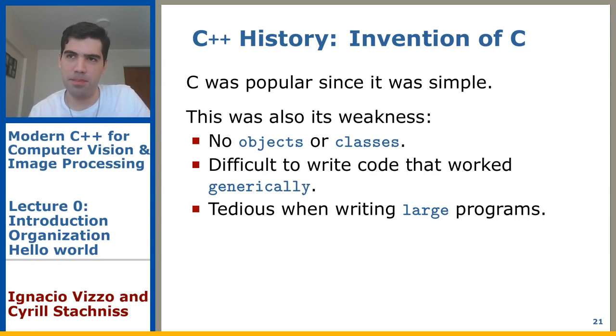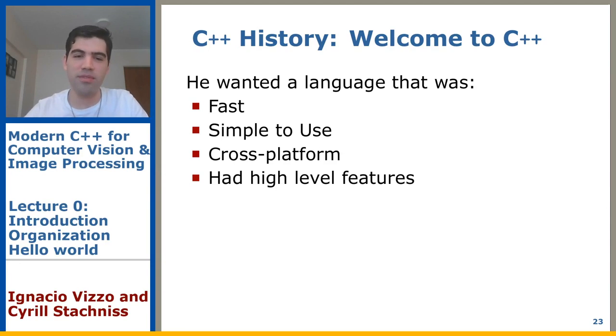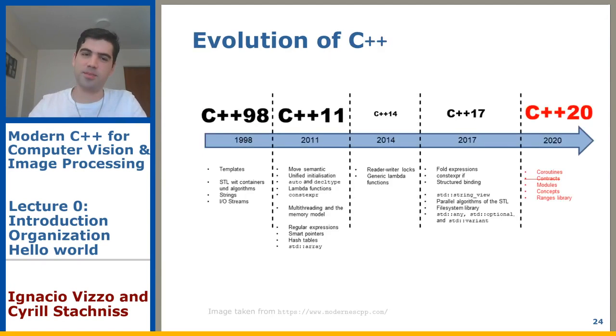But my expectation is that people will start to move to C++ just because it's a better language. This guy called Bjarne Stroustrup, a Danish guy, super cool guy, 40 years ago invented the C++ language, where he wanted to take all the benefits from C, like being fast, cross-platform, and easy to use, but add more high-level semantics into the language. So he wanted a language that was super fast, simple to use, and cross-platform, but with high-level features like classes, objects, generic programming, and so on. And this is basically the full story of C++ up to today.